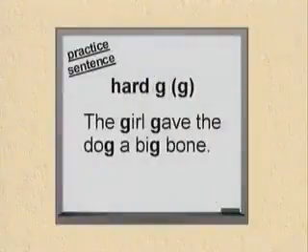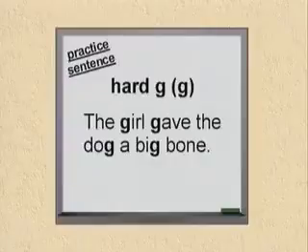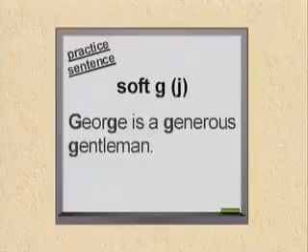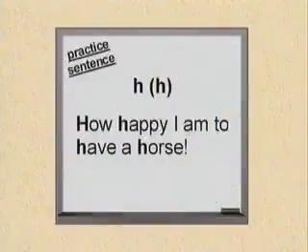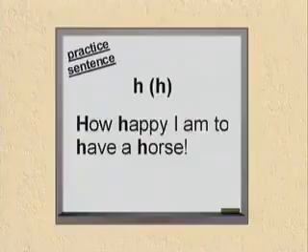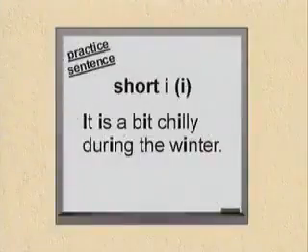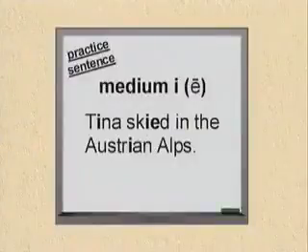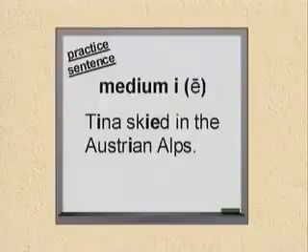Hard G. The girl gave the dog a big bone. Soft G. George is a generous gentleman. H. How happy I am to have a horse. Short I. It is a bit chilly during the winter. Medium I. Tina skied in the Austrian Alps.